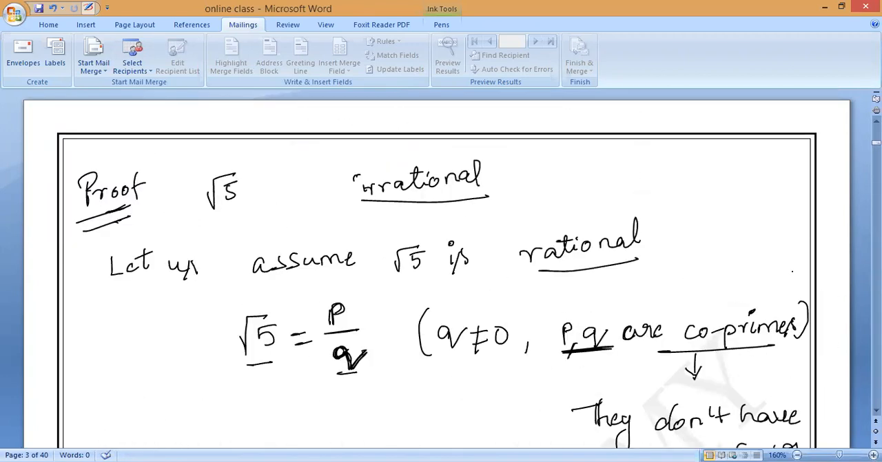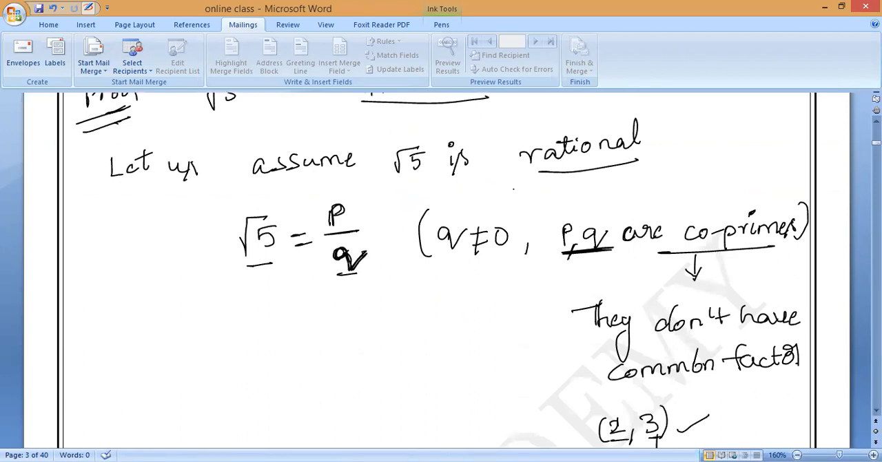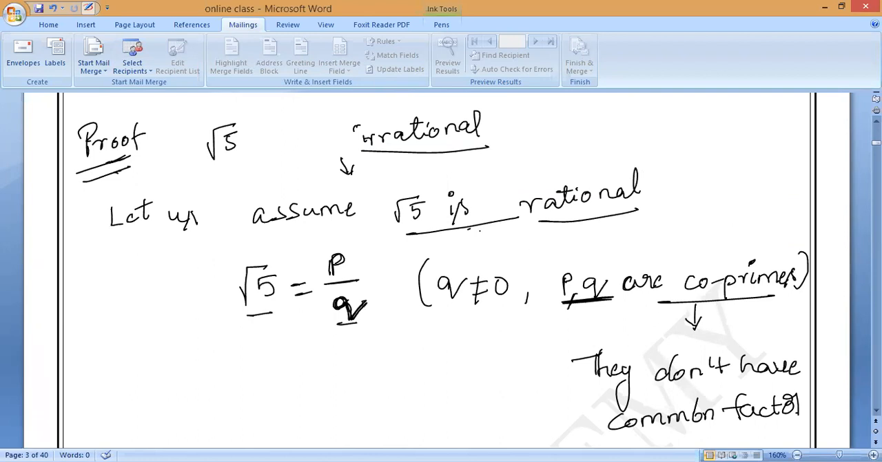So here we have to prove that root 5 is irrational. So we take contradiction. Contradiction means the opposite of irrational, which is rational. So let us assume root 5 is a rational number. Rational number means we can write it in the form of p by q, so root 5 equal to p by q, and the denominator q is not equal to 0, and this is the simplest form. Simplest form means no common factor between p and q, so p and q are the co-primes. Do you understand this one? Up to here, any doubt, ask me. Any doubt?